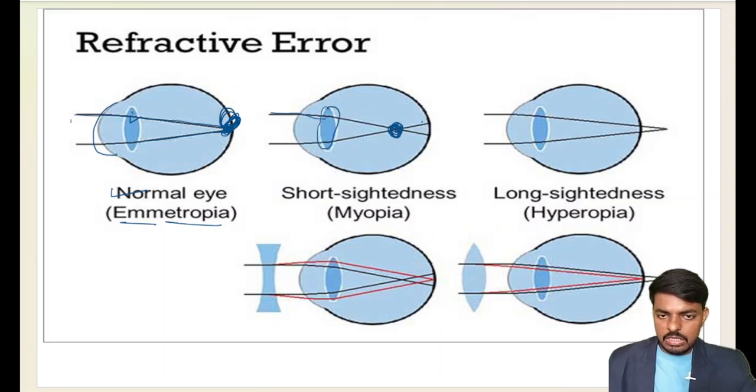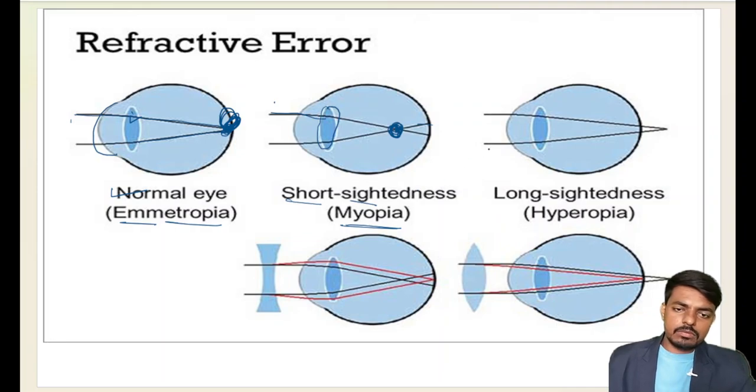See, the focus is here in front of the retina, meaning if the person wants to see any object, he has to hold the object very near. So what do we call this? Short sightedness, meaning the person is able to see only short objects, or nearsightedness, meaning the person is able to see only the near objects. That is what we call myopia also.